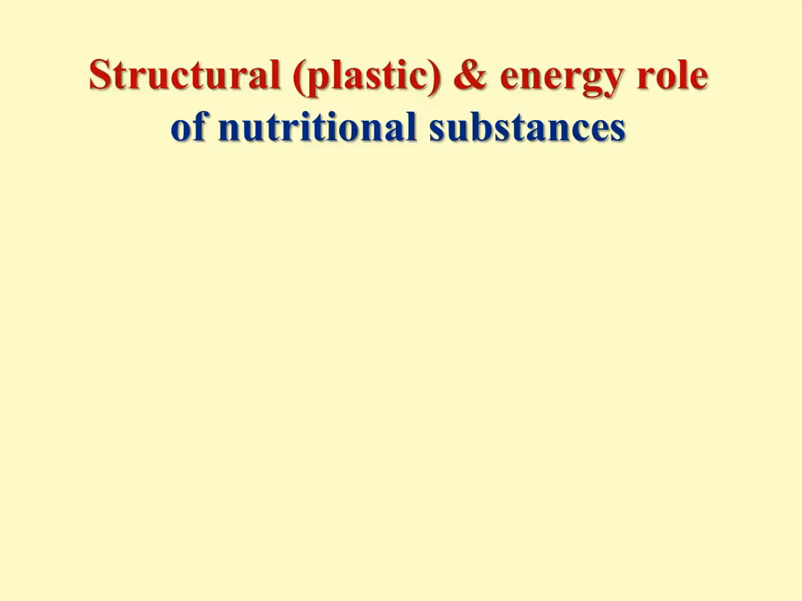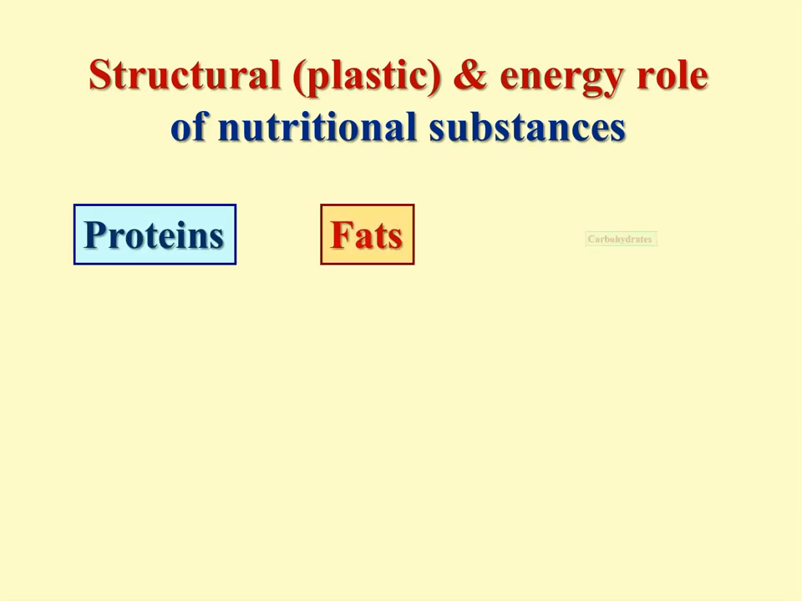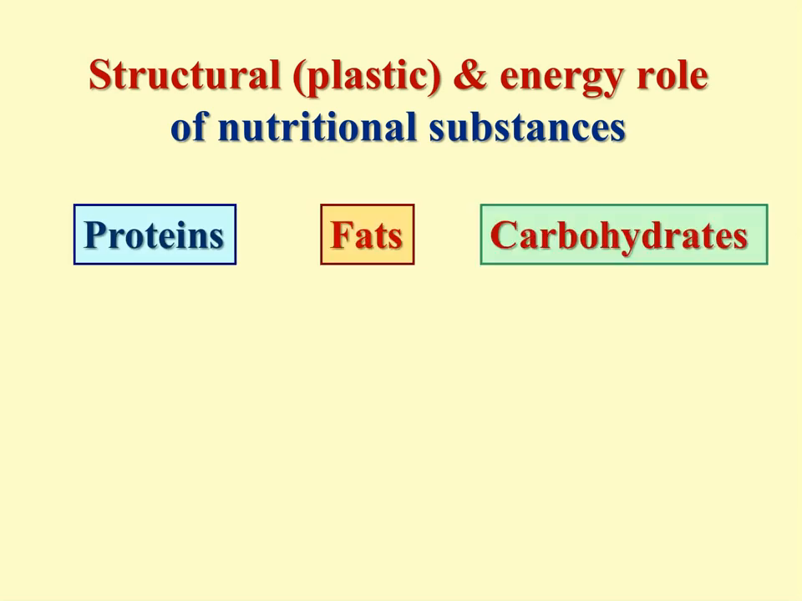Let's consider the functions of the nutritional substances. They all perform different functions. Basically, we have two functions for nutritional substances. One is formation of body structures, or the so-called plastic function. And the other function is giving us energy. And all substances, proteins, fats, and carbohydrates, perform these two functions in different proportion.